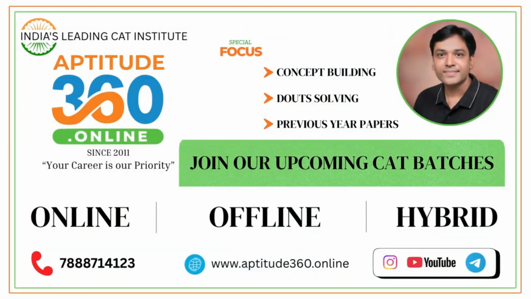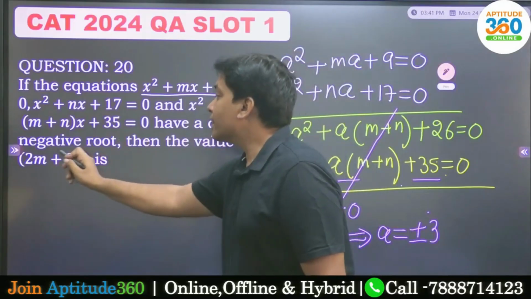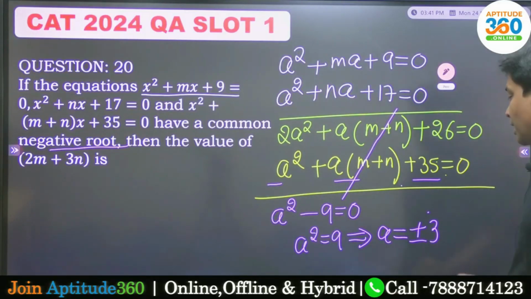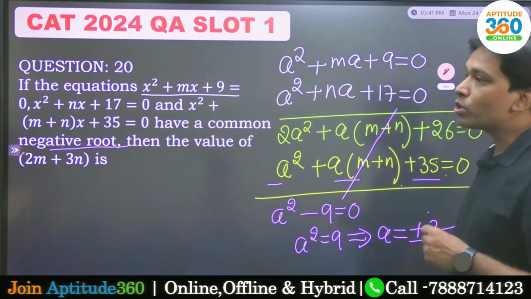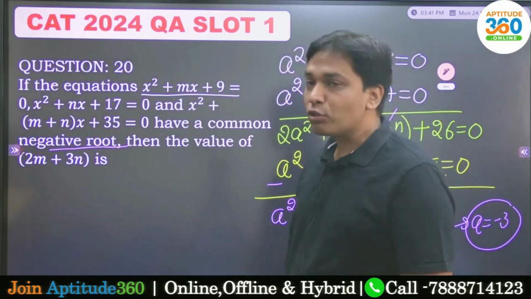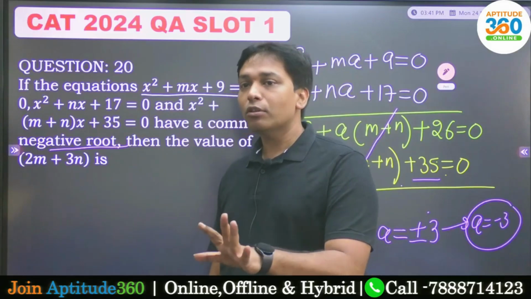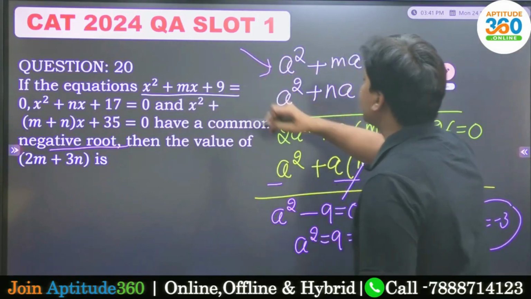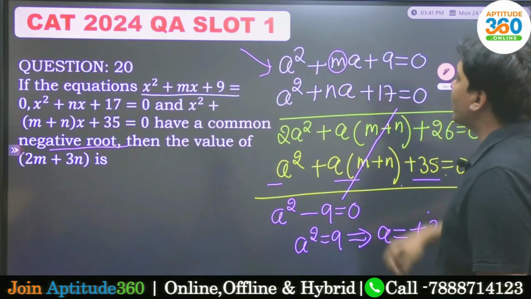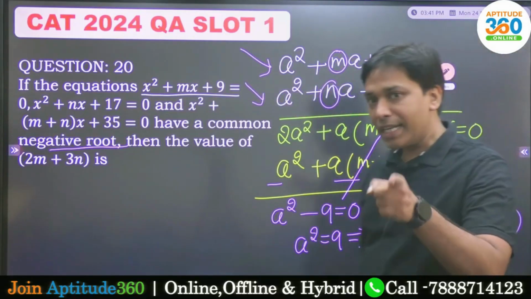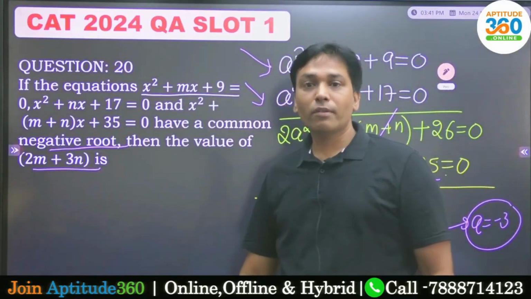It says that if these equations have a common negative root, so a will have two values, positive 3 and negative 3. What is the value that we should be looking out for? It is minus 3, because the negative root is common in these three quadratic equations, right? So we have found out the value of that common negative root. Now, if we plug in the value of a here, we will be able to find out the value of m. And if you plug in over here, you should be able to find out the value of n. And if you understand m and n, you should be able to find out the value of 2m plus 3n.